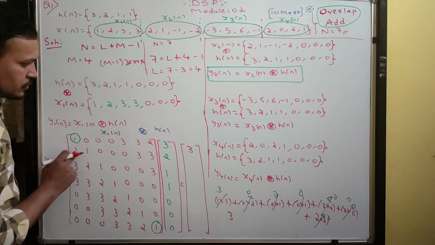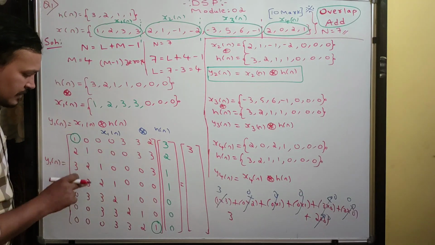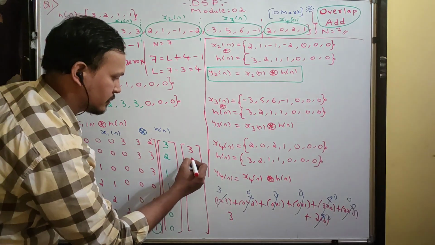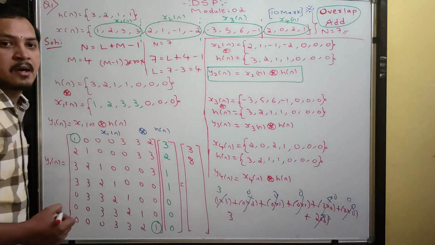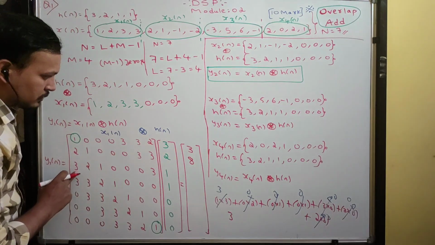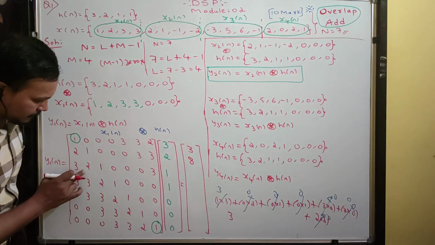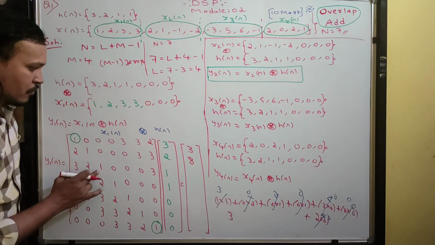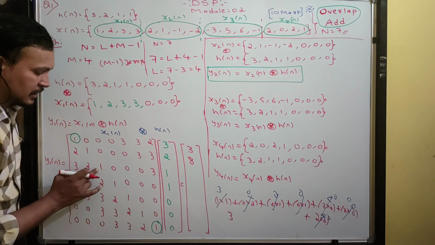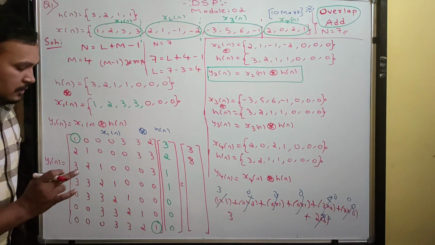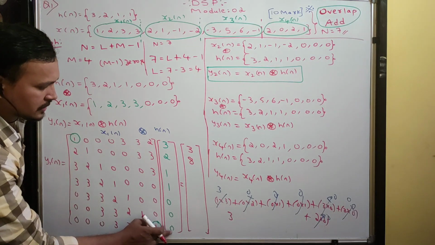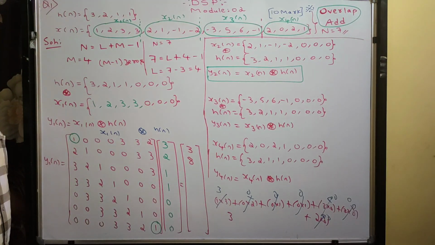Okay, got it? So 2 3s are 6 plus 2 into 1 is 2. 6 plus 2 is how much? 8. Very good. Next term. 3 3s are 9 plus 2 2s are 4. 9 plus 4 is 13. 1 1 is 1. 13 plus 1 is 14. Next, the last, here 3 is there and 0 is there. Finally, you will get 14.